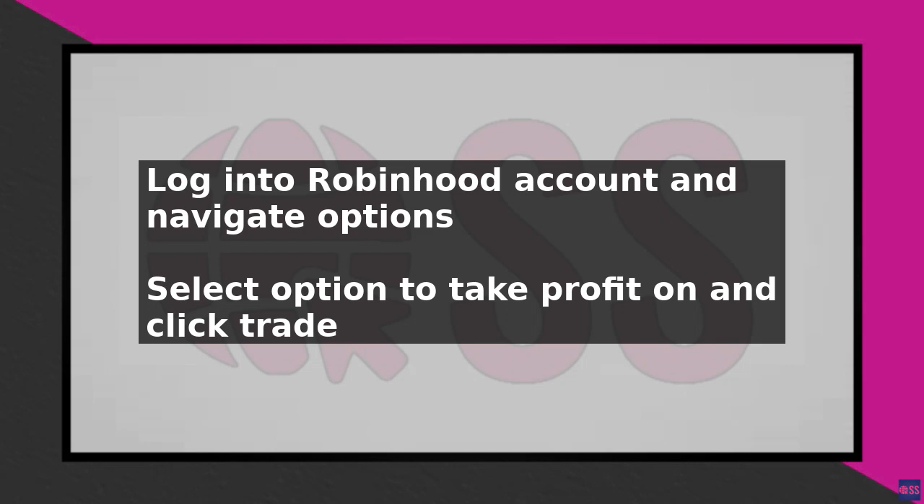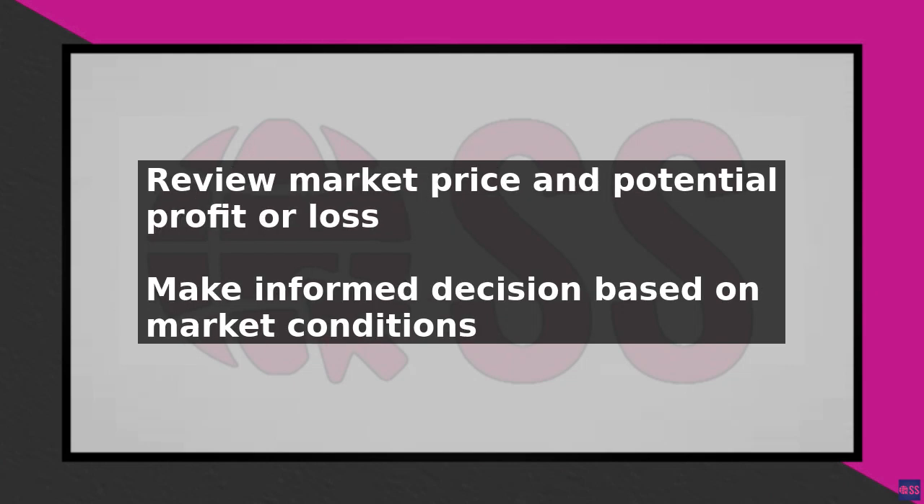Now, let's consider a practical example. Suppose you bought a call option for a stock with a strike price of $50 and the current market price is $60. If you sell the option now, you will make a profit of $10 per share. However, if the market price falls below the strike price, you will incur a loss.